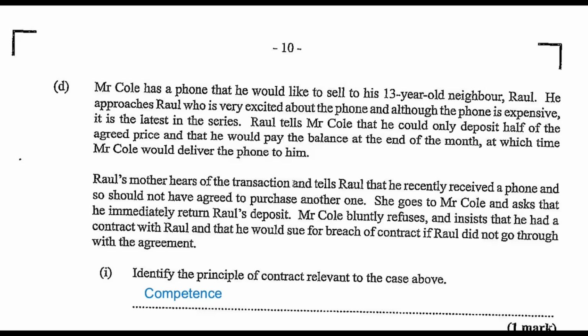Now, number one, identify the principle of contract relevant to the case above. Well, we all know the four elements of a valid contract include offer and acceptance, consideration, intention to create legal relations. But in this case, the principle that is being looked at is competence, because you guys are seeing that Roll is 13 years old. So does Roll have the actual capacity to enter the contract? That's a big question. So number one, answer should be competence.